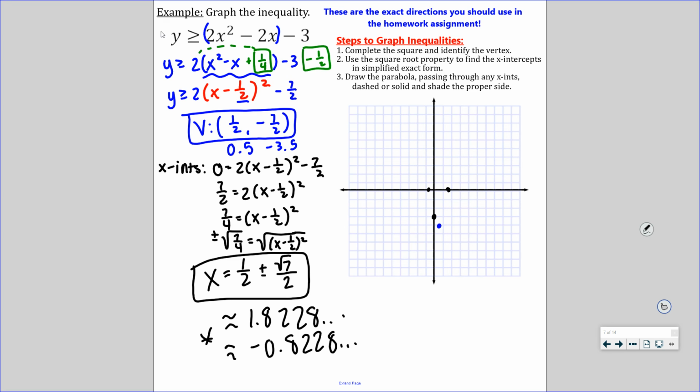1.8. This is a skinny guy, which makes sense because we have this 2 factor in front, which is a vertical stretch, which makes my graph skinnier. Dashed or solid here, folks? Solid because it's equal to. Good. Solid.